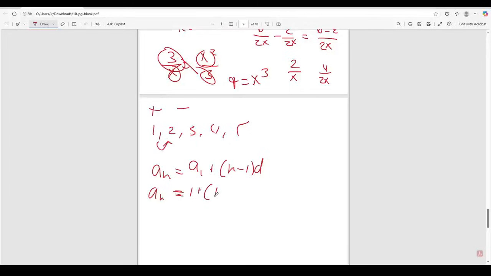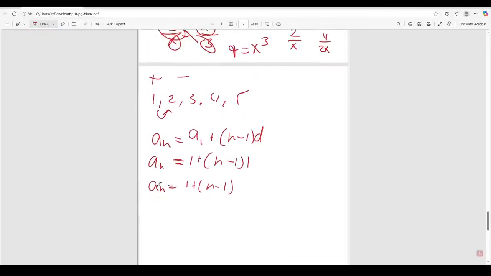And you're adding that to n, which is the position of a future term, minus 1 times the common difference, which is just how much you're adding to or subtracting to get to the next term, which is just going to be 1. So the explicit formula here is a of n is equal to 1 plus n minus 1, okay? The explicit formula, again, the general formula, how to get any term. The way I like to remember it, a of n sounds like any, kind of looks like any.